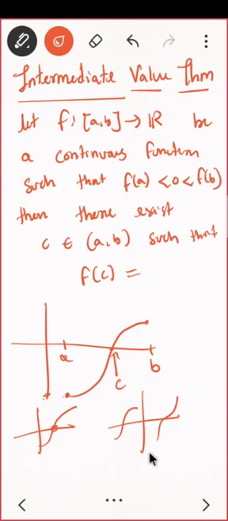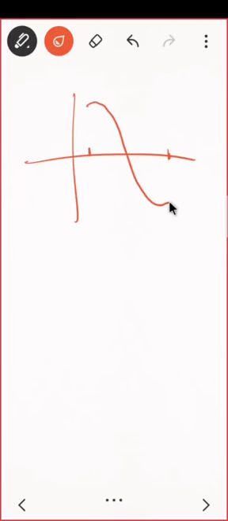And one more observation. Can I change the inequality? Can I change f of a less than 0 to f of a greater than 0 greater than f of b? Is the theorem true again? If you are taking f of a greater than 0, say a is here, b is here, I'm taking something like this. Is the theorem again true?